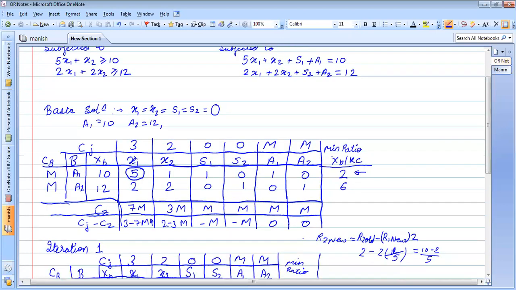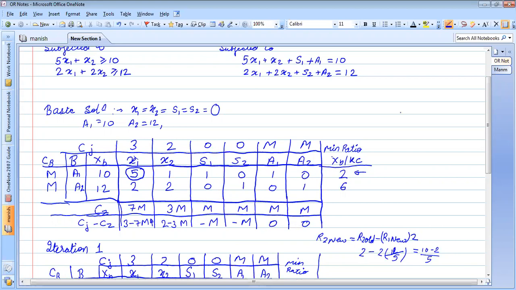Then the next step is to calculate Cj minus Zj. Cj minus Zj gives us the opportunity cost, that is how much we could still save. So 3 minus 7M is 3 minus 7M. Next is 2 minus 3M. 0 minus M is minus M. 0 minus M is minus M. M minus M is 0. M minus M is 0.